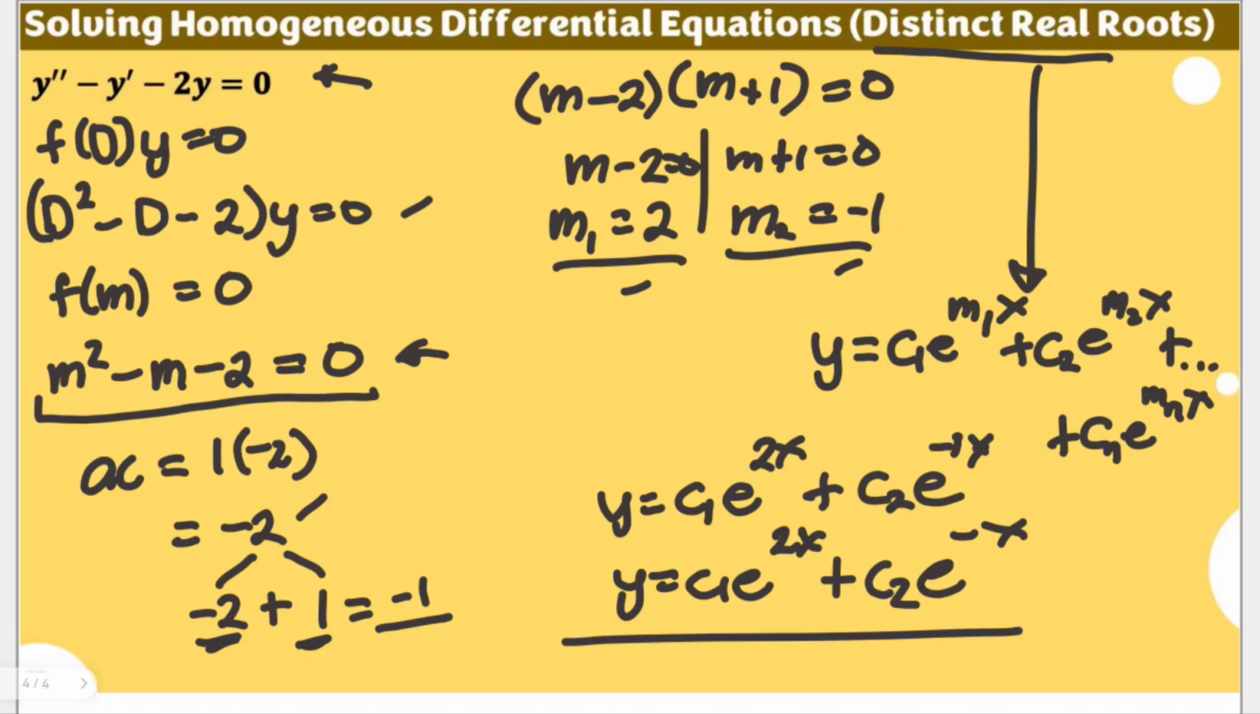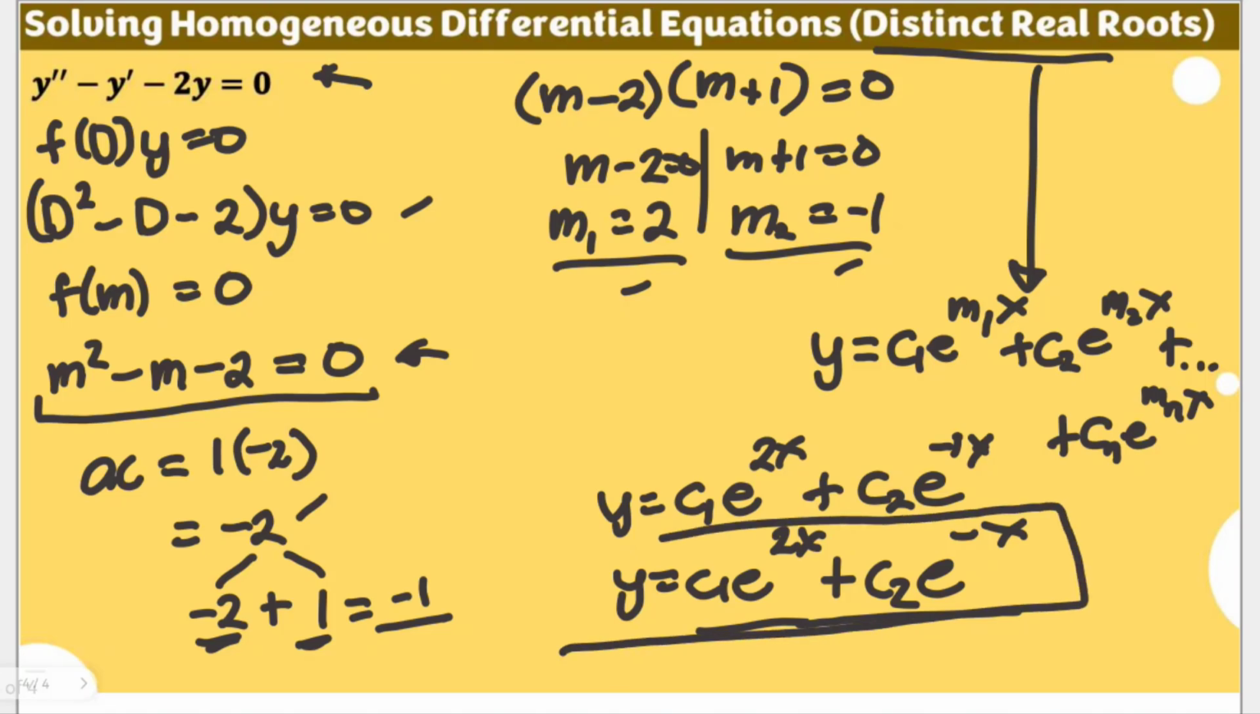Before we end, a disclaimer: you could always interchange the two. If you decide to write negative 1 first and then 2, it's still the same because c sub 1 and c sub 2 are any constant. At the same time, since they are both roots of our auxiliary equation, it doesn't matter which root, or which value of m, is written first. But let's just stick to what we did, since we labeled earlier that our first root is 2, so we have it here, and our second root is negative 1, so we have it here. This would be our final answer for this case.